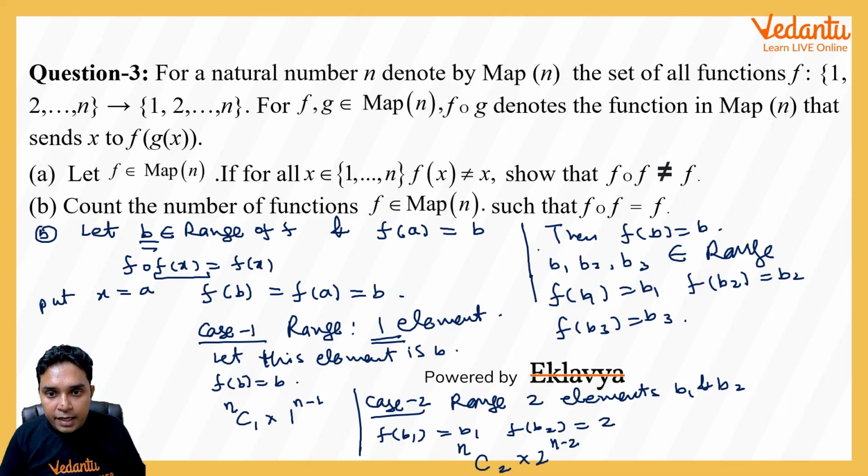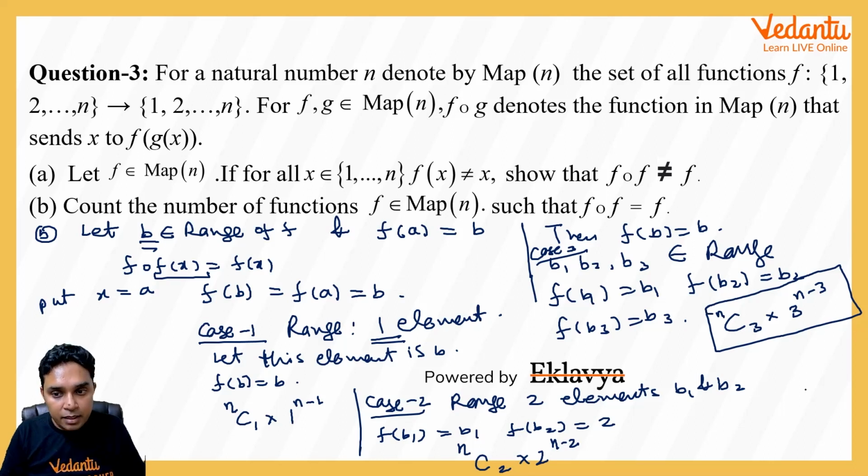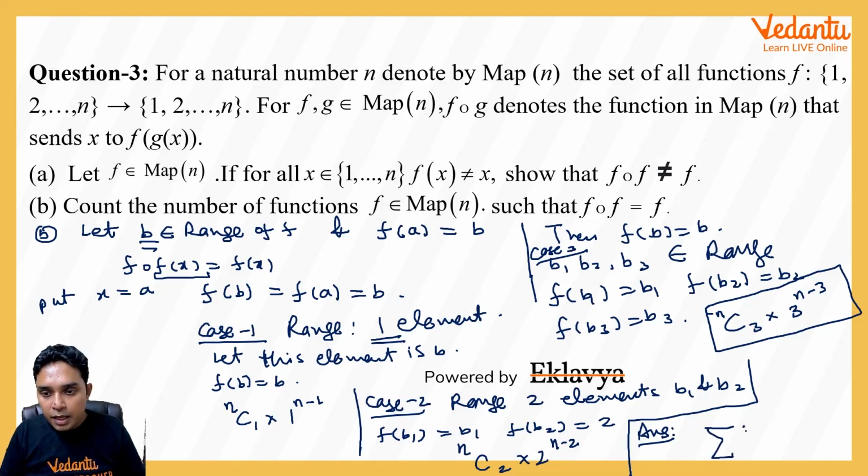In fact, here we can take case 3. What will be the number of cases here? nC3 into 3 power n minus 3, because all remaining n minus 3 elements will have 3 options each. So that will be the answer of this case 3. But now the question is, how many cases do we have to make? I think we can go up to n. In that case, my answer can be written as a summation of nCR times R raised to the power n minus R, where R starts from 1 and goes till n.